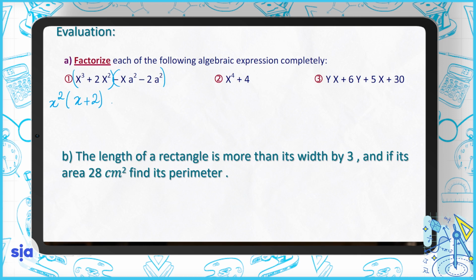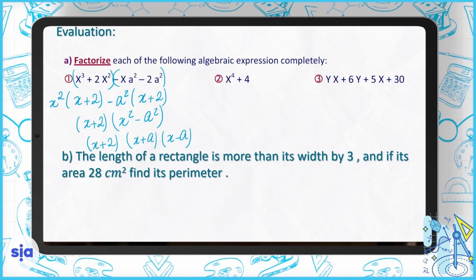And then here the HCF is negative a squared. What's left is x plus 2. The common bracket, we write it once, x plus 2, and then the singles x squared minus a squared. Yes, excellent. x squared minus a squared will be factored as x plus a times x minus a.